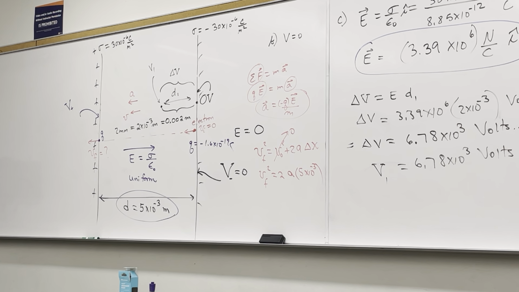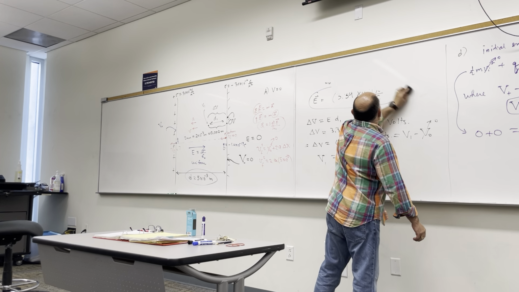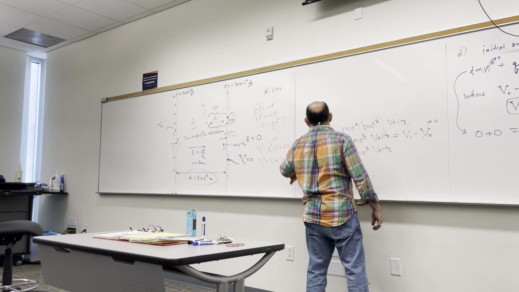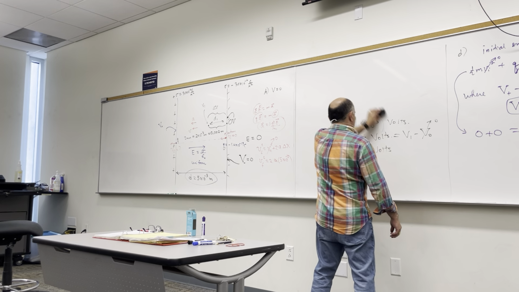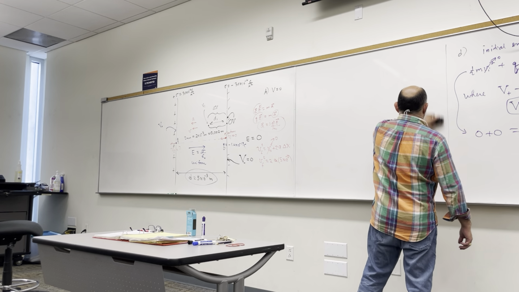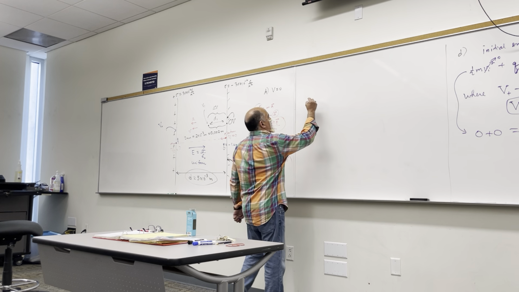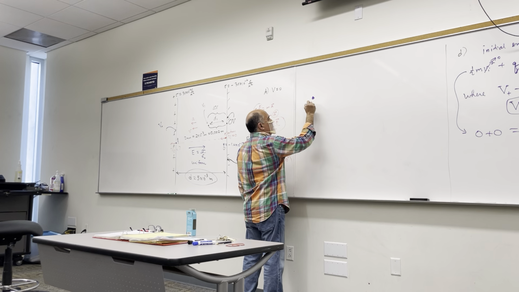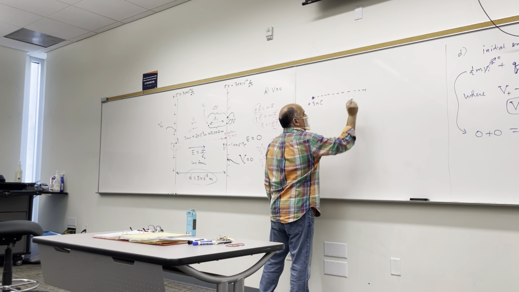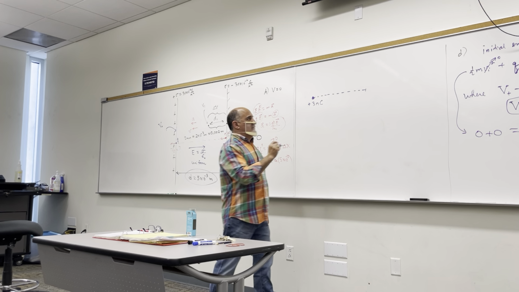Let me address this issue again, okay? Because I think the word... can I erase this? Suppose you have a point charge over here, plus 3 nanocoulombs, right? What is the electric field that it generates 1 meter away?